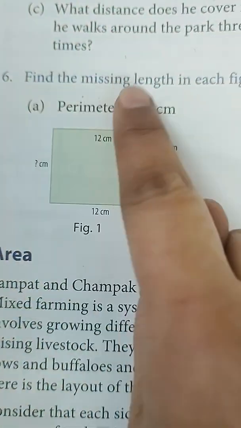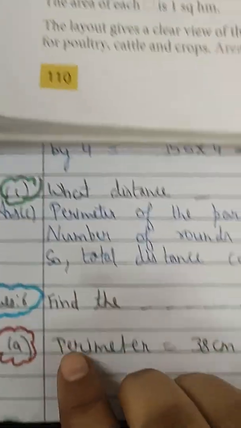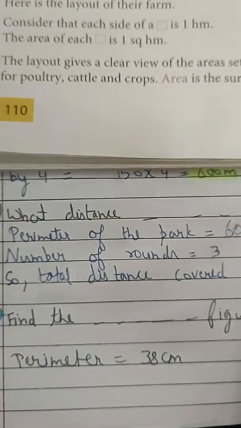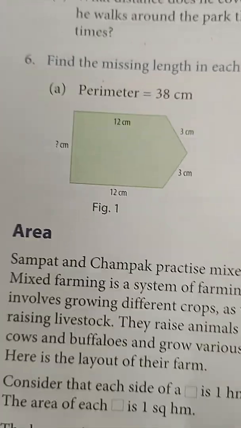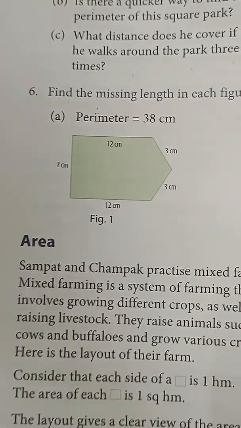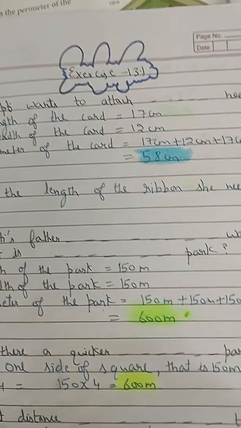Now question number 6 is find the missing length in each figure. Missing length you have to find. A part: perimeter is given 38 centimeter, and then as you can see in the figure, 12 centimeter is given, 3 centimeter is given, then again 3 centimeter, then 12 centimeter, and then a question mark. So how are you going to solve this question?